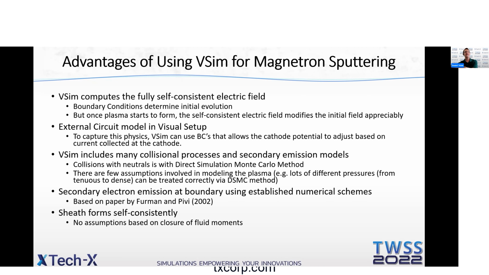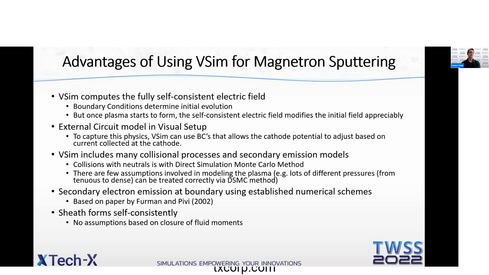In addition, we've recently added this external circuit model, which I'll be showing you in just a minute. We model just countless collisional processes, and we've added even more for VSim 12. We also can do secondary emission, electron emission off of the boundaries, and I'll show you how to add that in the visual setup. And then we based it on this paper here, at least the model I'm using. It's Furman and Pivi paper from 2002.